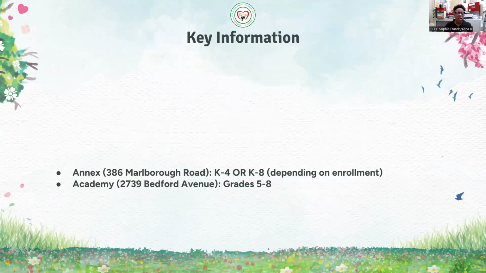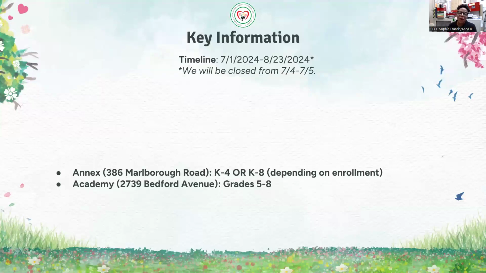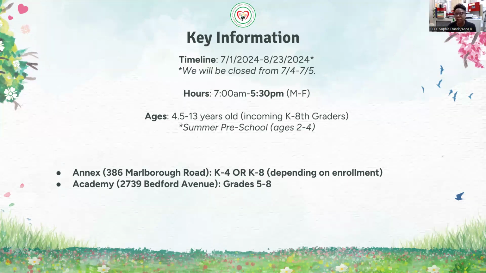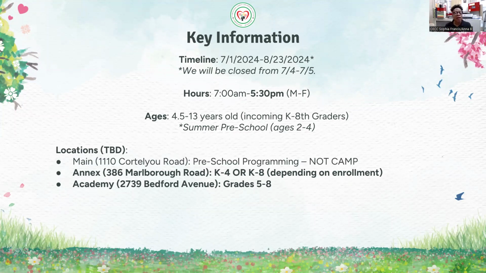So key information that you need to take into consideration is that camp runs from July 1st all the way to August 23rd, 2024. So this is an 8-week summer camp program. The first week of our summer camp program, we only operate for 3 days, July 1st, 2nd, and 3rd. And then July 4th and 5th, we're closed in observance of Independence Day. Our operating hours this summer are from 7 a.m. to 5:30 p.m. So we are not here till 6 p.m. as usual, but only till 5:30. You would have to take note of that as well.